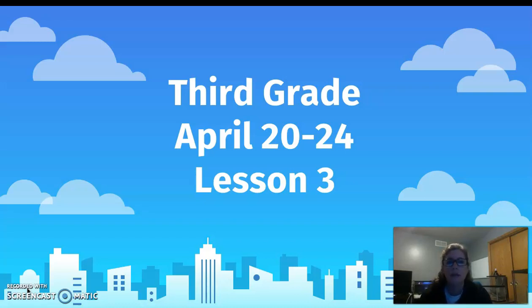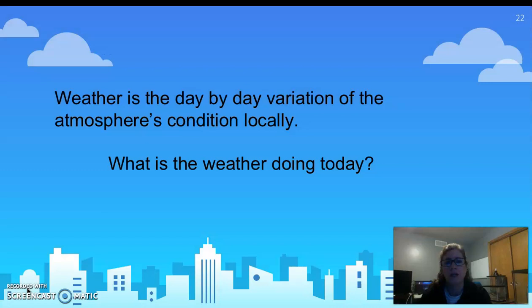So in our last video, I asked you to write in your science notebook, what is the difference between weather and climate? If you will remember from our video from Generation Genius, we learned that weather is the day-by-day variation of the atmosphere's condition locally. So when we talk about the weather, we talk about what is happening today. So if today it is sunny and warm, that is the weather for today. Or maybe it's a day where, like we had last week, where it snowed, that would be the weather.